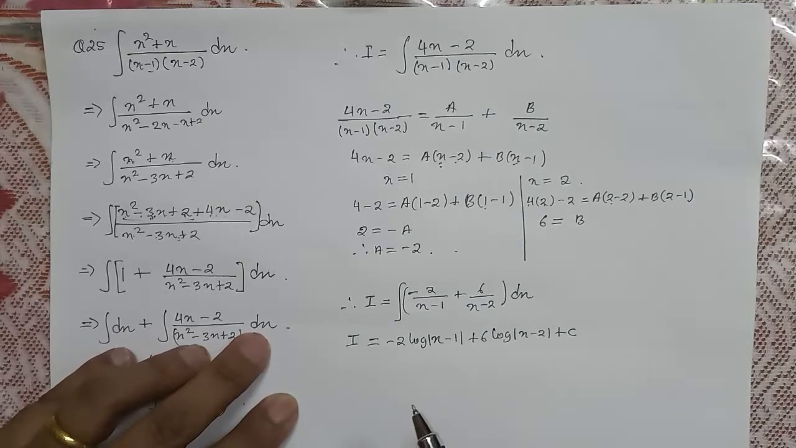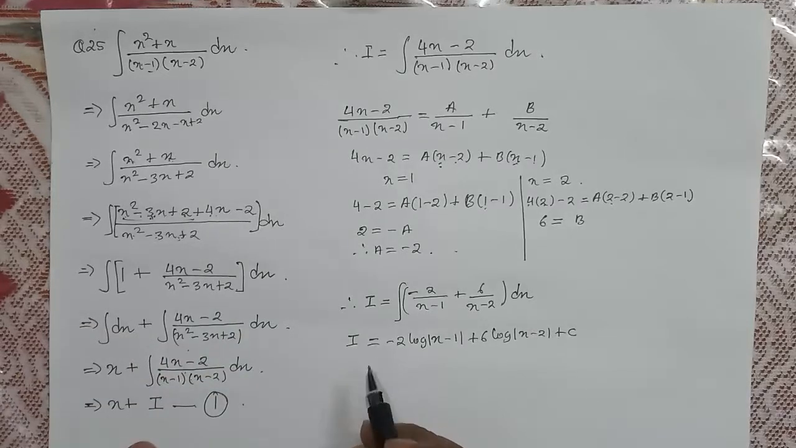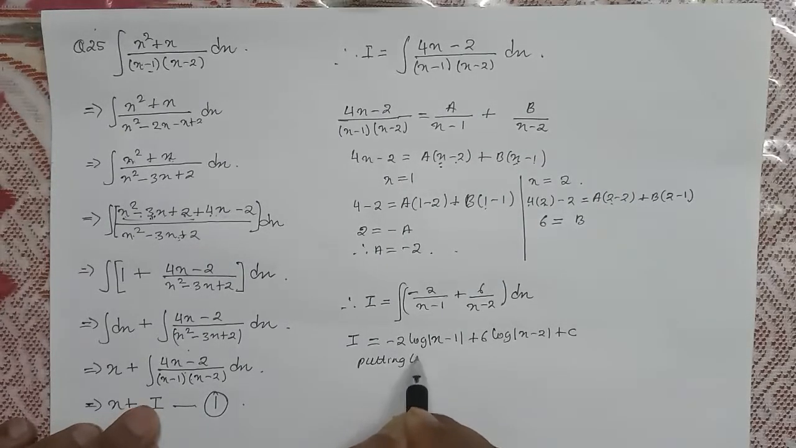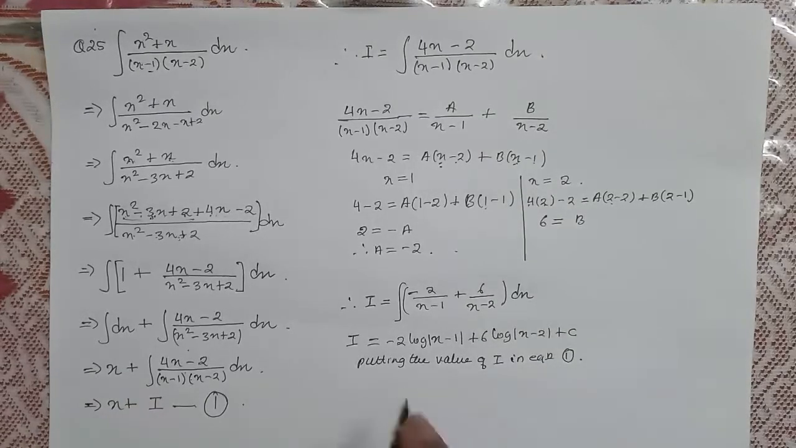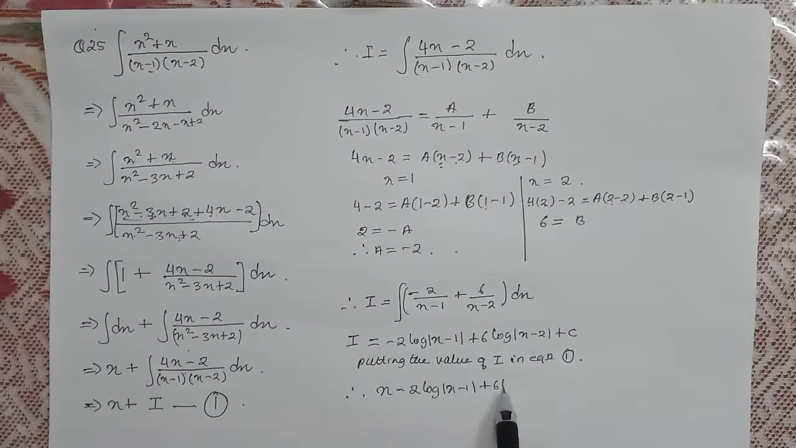Now putting the value of I in equation number 1 over here, that you have to substitute. Putting the value of I in equation 1, then we'll get the proper integral. The value of I is minus 2 log x minus 1 plus 6 log of x minus 2 plus c. This is your final answer.